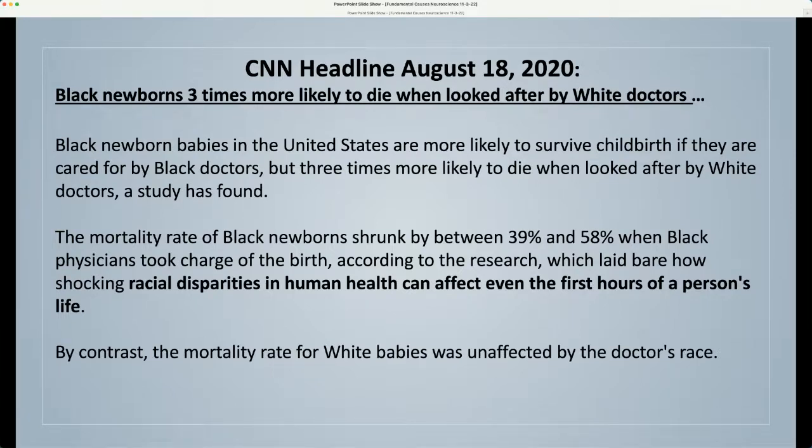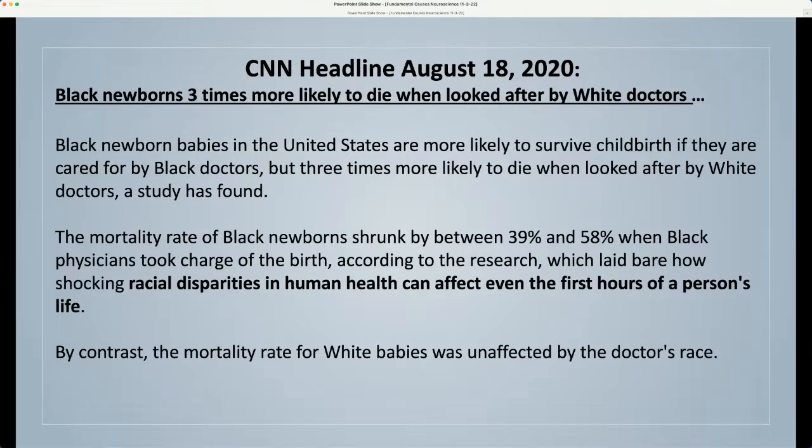The mortality rate of Black newborns shrunk by between 39% and 58% when Black physicians took charge of the birth, according to the research, which laid bare how shocking racial disparities in human health can affect even the first hour of a person's life. By contrast, the mortality rate for white babies was unaffected by the doctor's race. This horrific finding is indicative of the structural and systemic nature of the problems that drive health inequities and injustices.